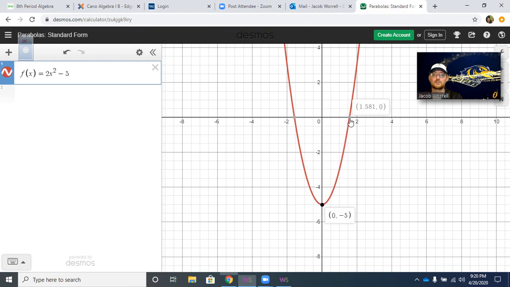Well, it's also my y-intercept here. It's where it touches the y-axis. There's my x-intercepts. Axis of symmetry goes down through the vertex. Okay, you got everything here. So again, graph it up. Analyze your graph. All right, that's it for today, guys.